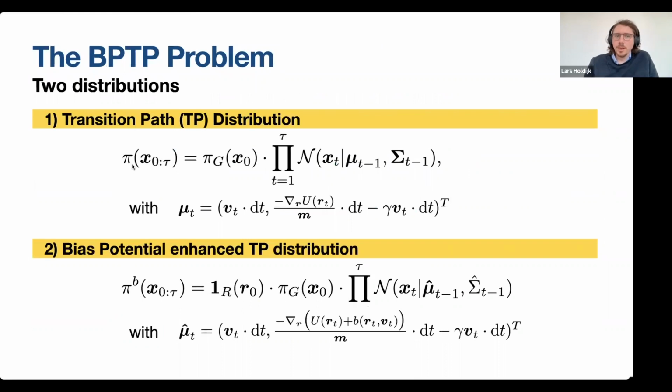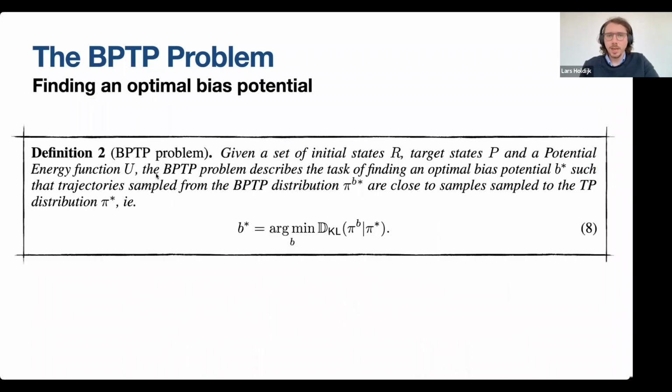needs to learn a bias potential B, such that every trajectory starting in our set of states R ends in our target states. So we need to learn this bias potential B somehow. And since we're looking at two distributions, a very expected thing to do is to minimize a KL divergence between this distribution of the transition paths and our bias potential enhanced transition path. So that's exactly what we're going to be doing in this work.